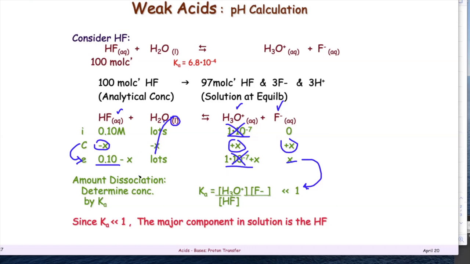And what we're going to do is make a simplifying assumption. Why do we do that? Because this equilibrium constant is small. And so we can say that this concentration right here is approximately 0.10. And then we can verify the 5% rule. Okay, so go ahead and clear that.